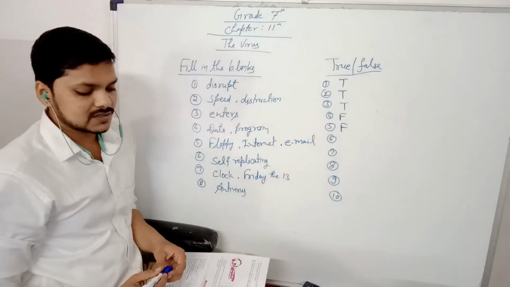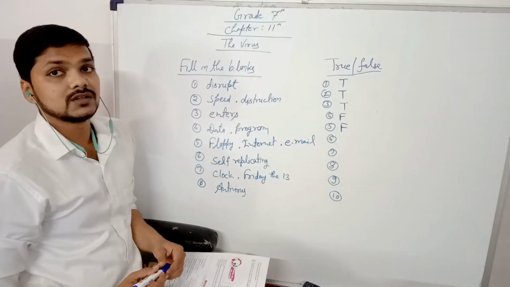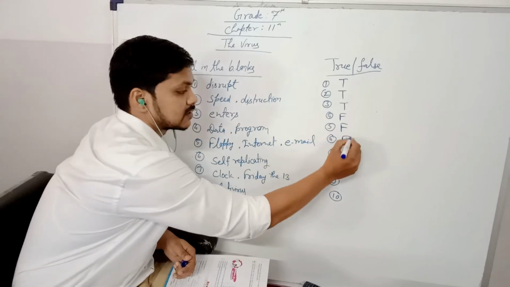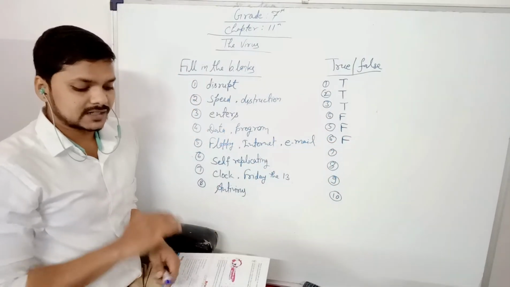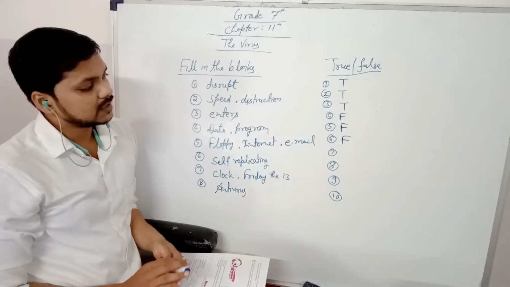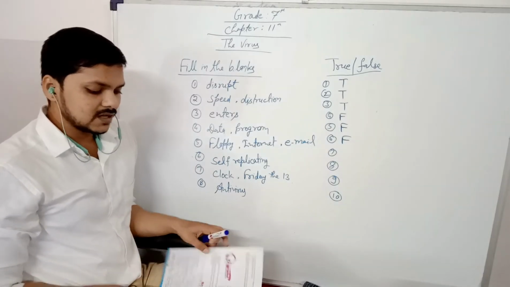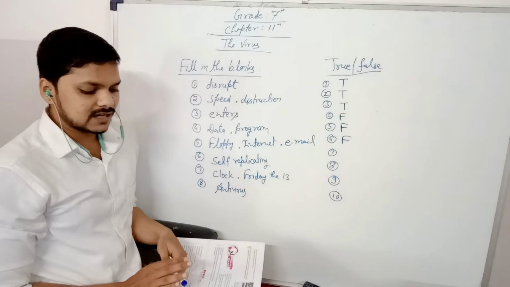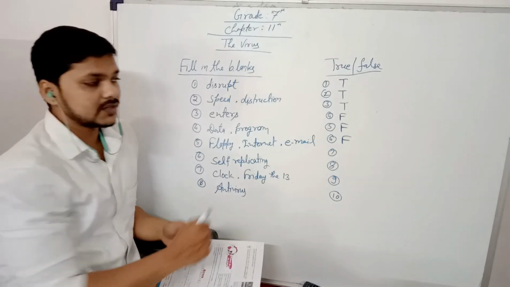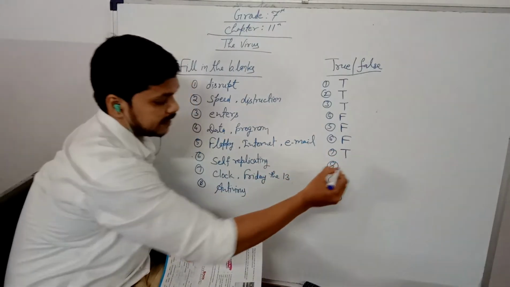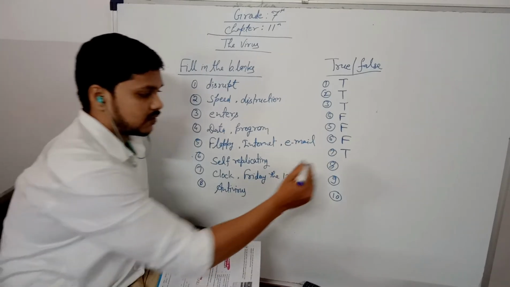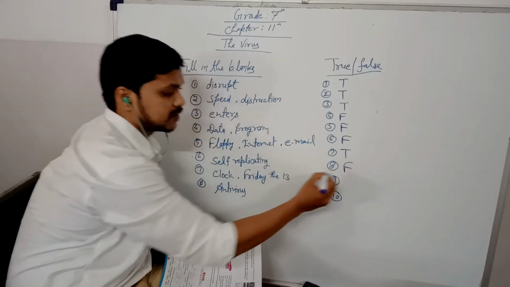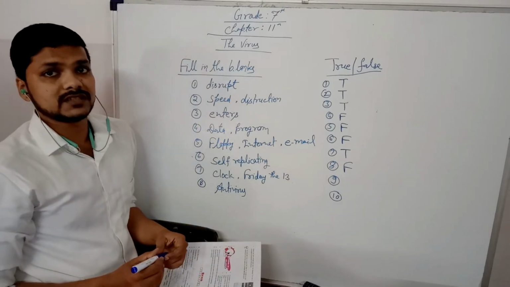Sixth, Trojan horses replicate themselves. No, we have to write here false. Trojan horses are a type of file or program that cannot replicate themselves. Next is seventh: virus can enter in our computer through an infected floppy. Yes, correct. Eighth, virus has no effect on the speed of computer. False, because of virus, speed could be reduced of the system.